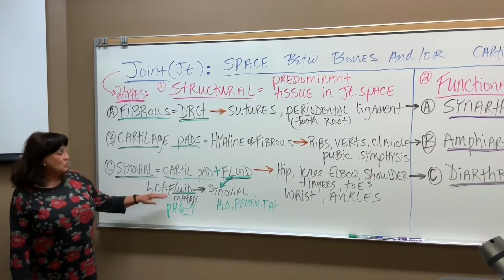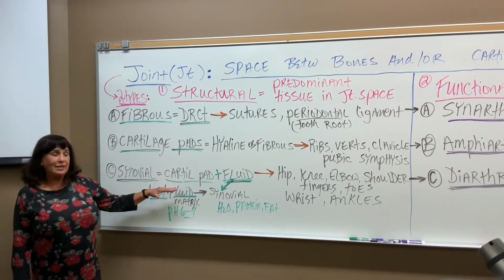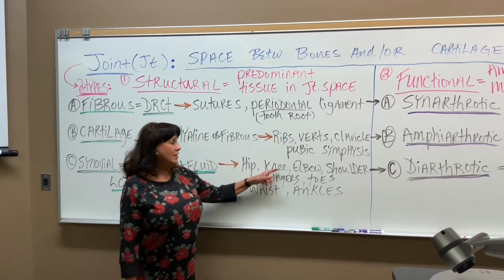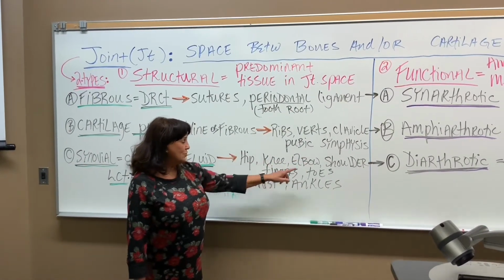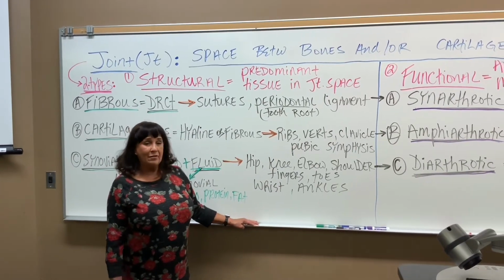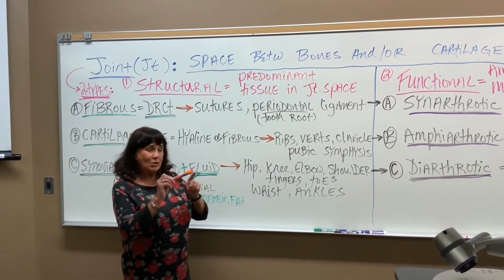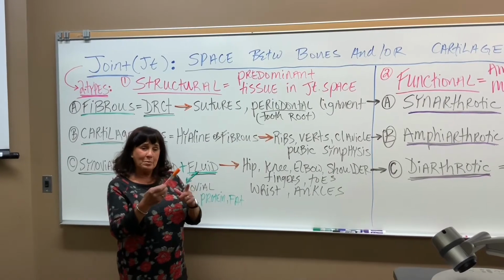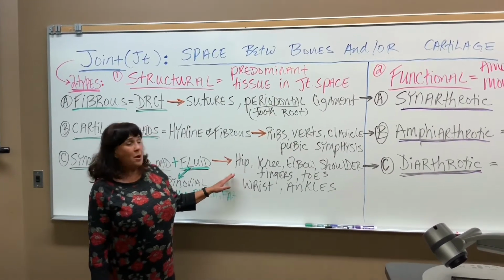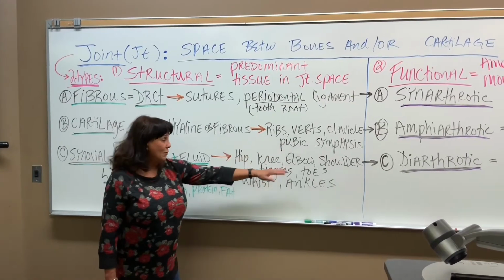All right, so synovial joints, where do you find these with the liquid in them and the cartilage pad? The hip, the knee, the elbow, the shoulder, the fingers, the toes, the wrist, and the ankles, right? And so they all have a little bit of fluid and some cartilage pads so that they don't rub against each other and then cause arthritis. So how much movement is allowed by all these joints?